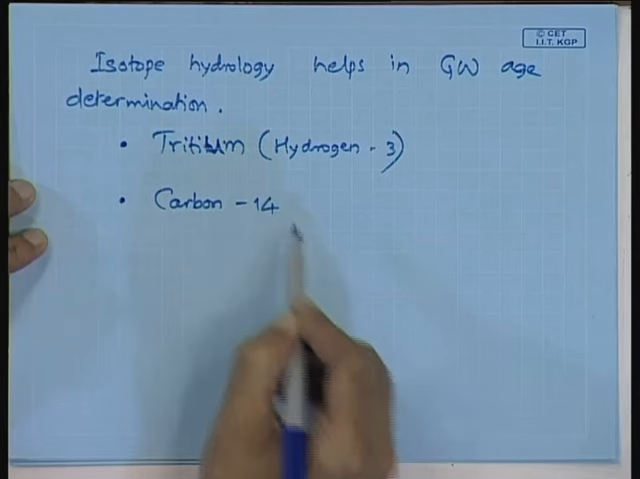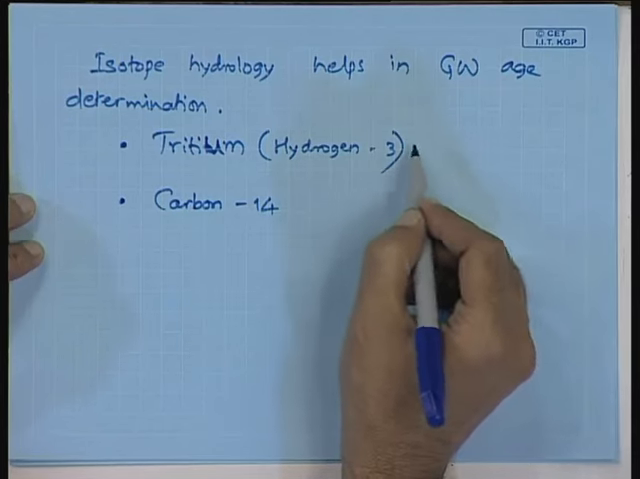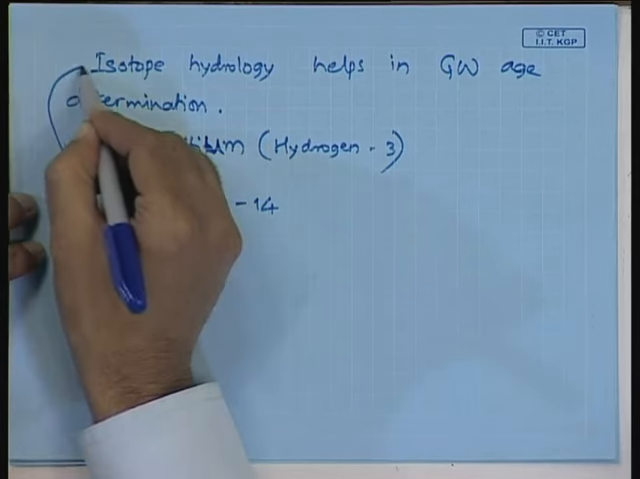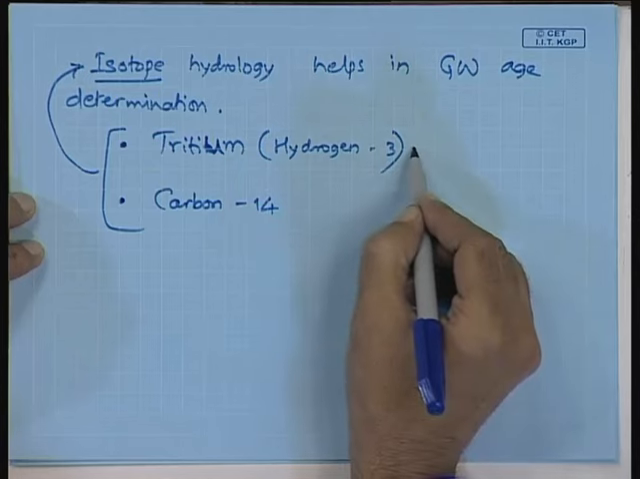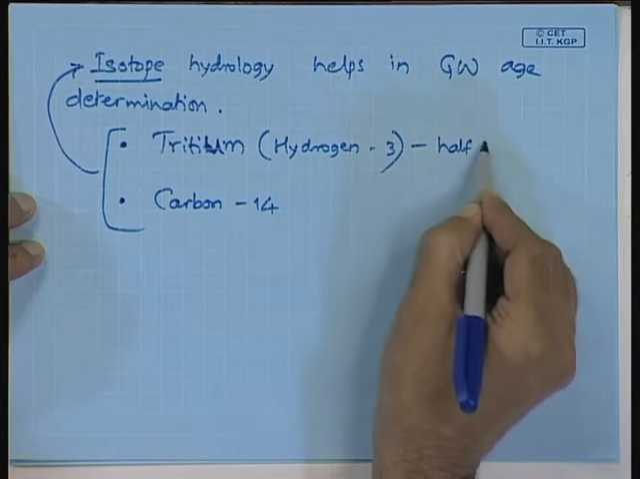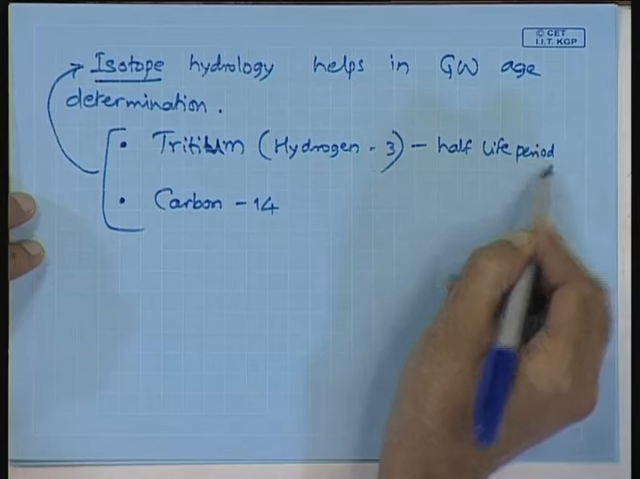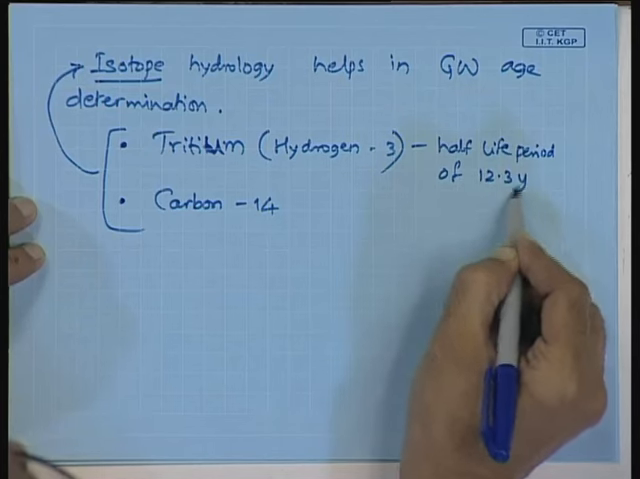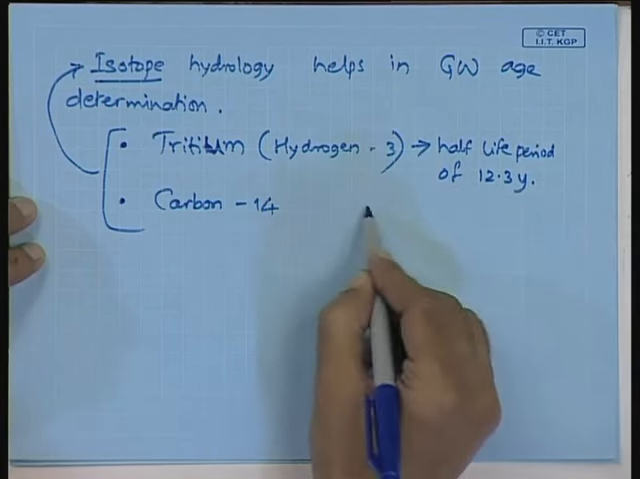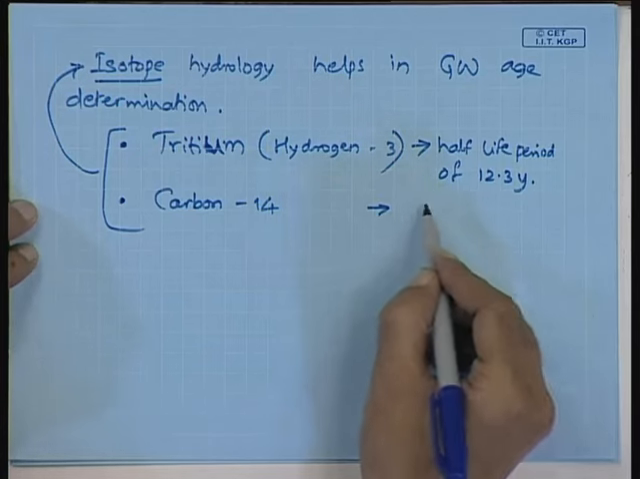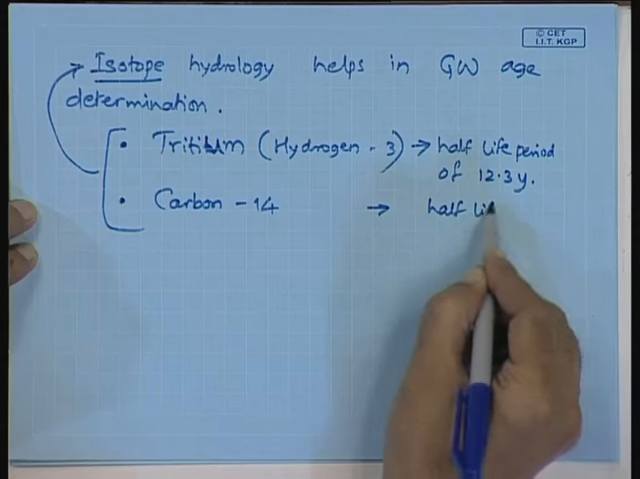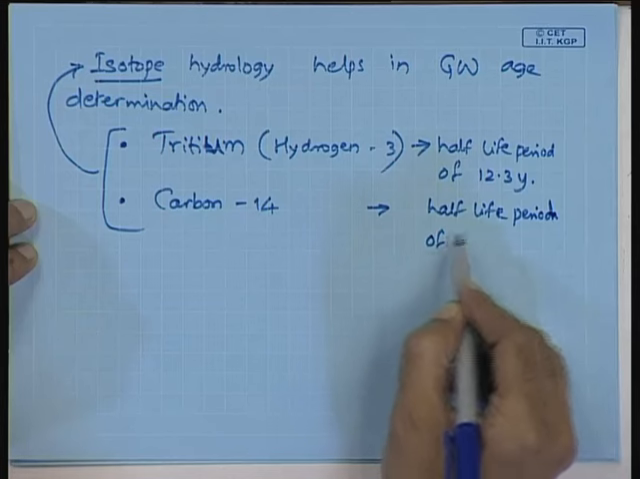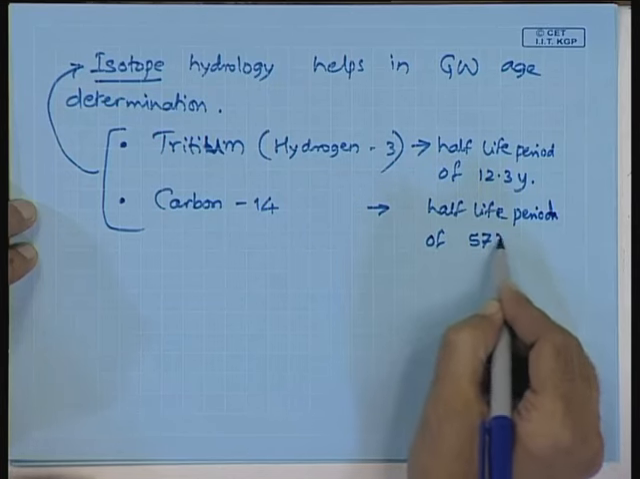carbon 14. These are the two isotopes, both of them are isotopes. This tritium has a half life period of 12.3 years, and this carbon 14 has a half life period of 5730 years.